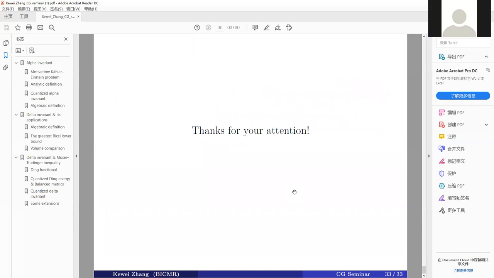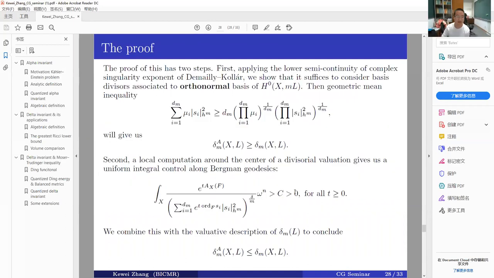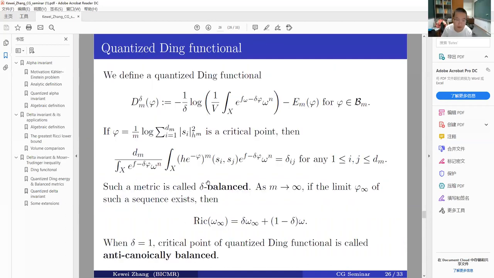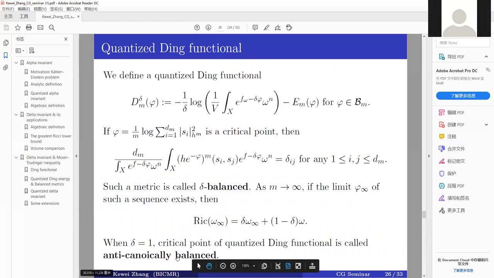Yes, I have a question. Sure. What's the relationship between your delta balanced metric and the usual balanced metric? You mean here delta balanced? Yeah, anti-canonically balanced. No, delta balanced, and you mean defined by Donaldson.